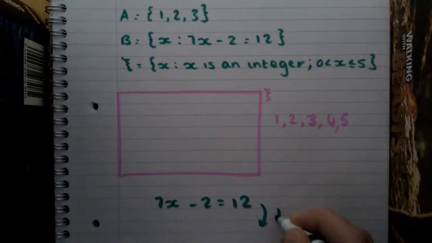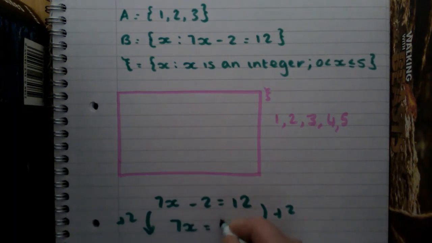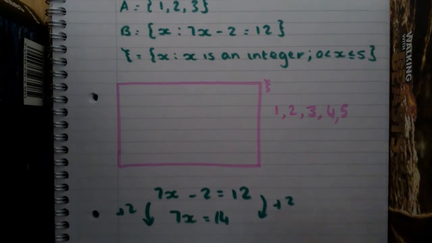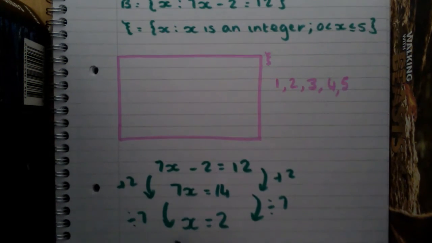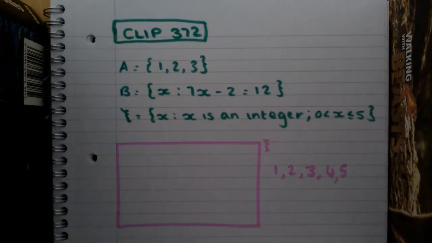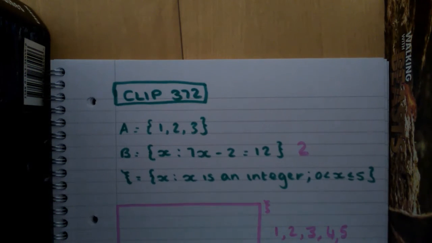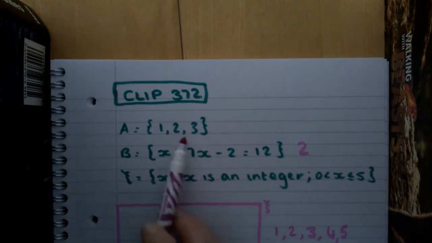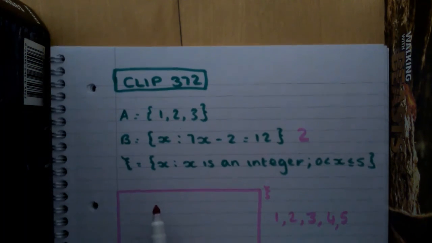So the first thing I do is add the 2. So we get 7x is equal to 14. Then we divide by 7. So I know that x is equal to 2. So inside my set B, I know that set B is actually 2. Because 2 is also in A, we know that set B actually sits within set A.